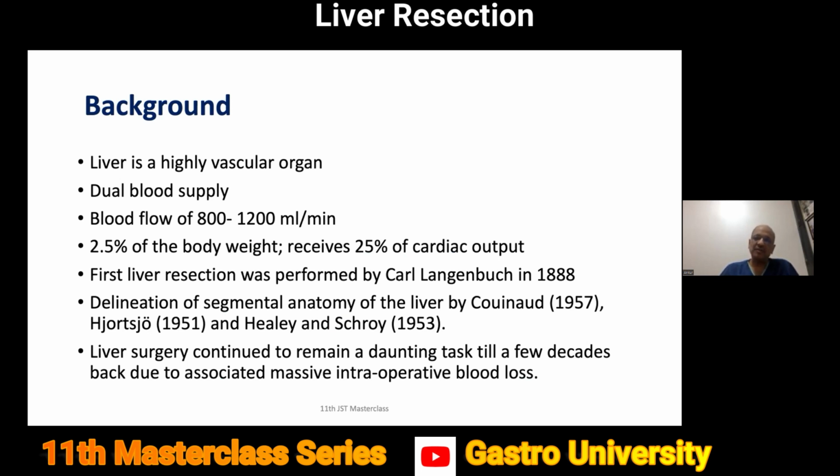Although the first liver resection was performed by Karl Langenbach in 1888, it was a procedure that was fraught with a lot of blood loss, a lot of morbidity and mortality, and therefore very few people ventured to perform a liver resection till the delineation of the functional, or what we call the segmental anatomy of the liver, in the 1950s. And even after that, till a few decades back, it was still considered a daunting task, simply because it was associated with a lot of blood loss.